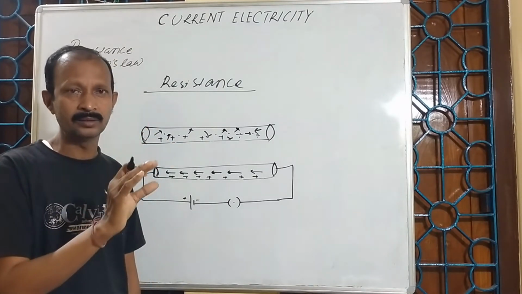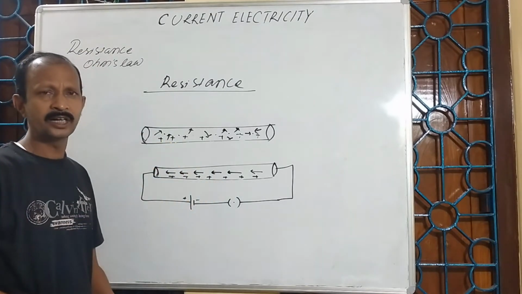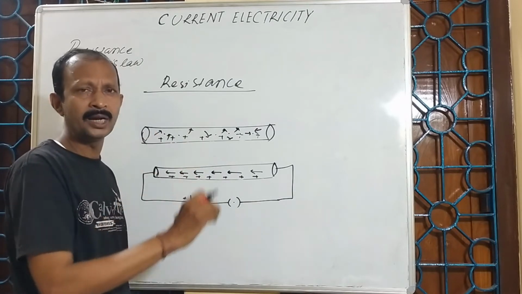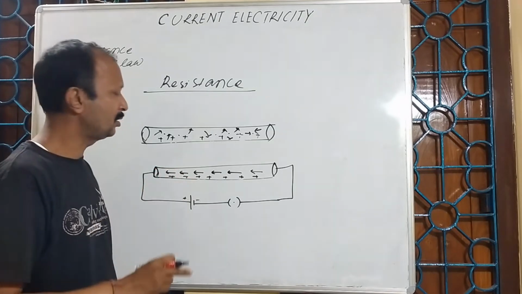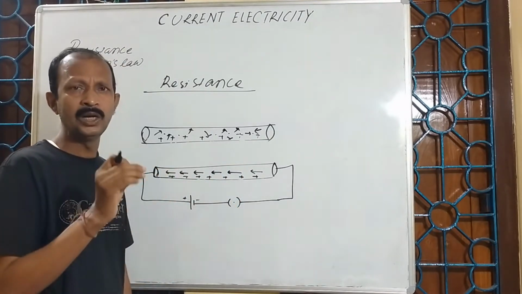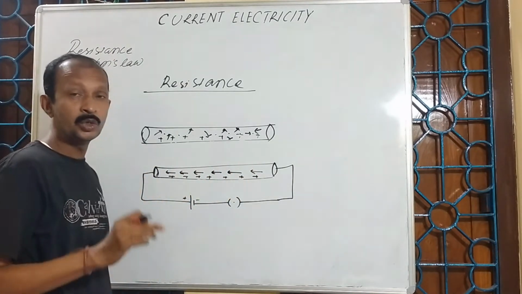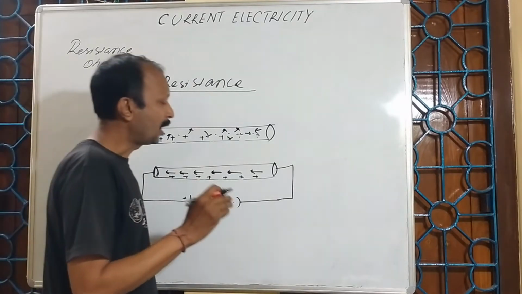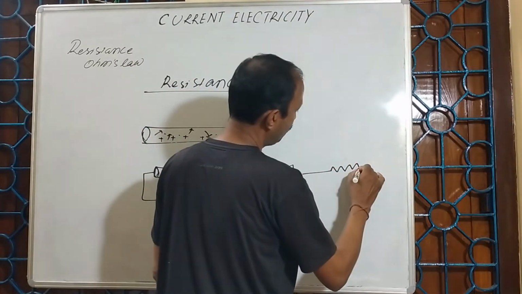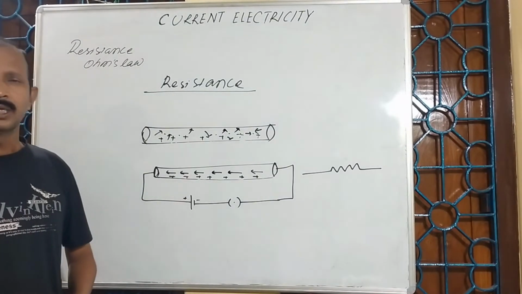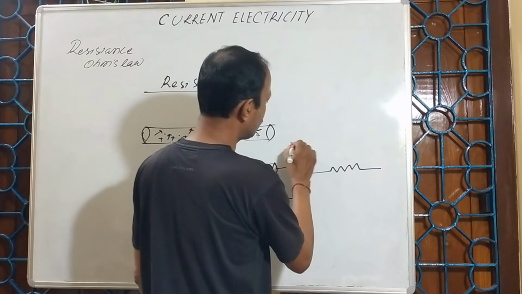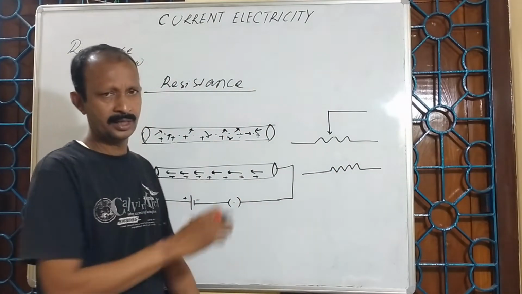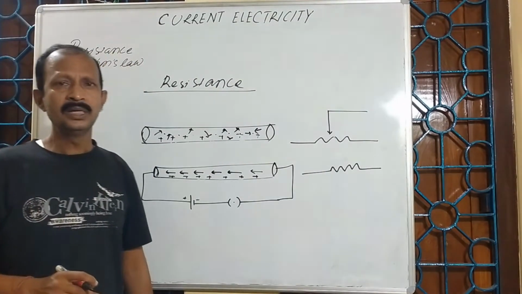Again they get the acceleration. Again they may collide with other positive ions. That means there will be several collisions during their travel from negative terminal to positive terminal. Those several collisions bring an obstruction to the flow of current, or to the flow of electrons from the negative terminal of the conductor to the positive terminal of the conductor. That obstruction is called the resistance, and the substance used for resistance is called the resistor. This is the symbol of resistor. If it is a variable resistor, then I can mention it with the help of a jockey. This is the variable resistor. Later I shall explain regarding that. This is the symbol of a resistor.